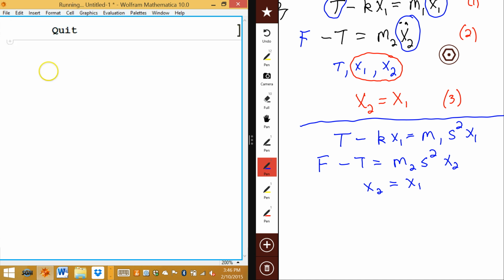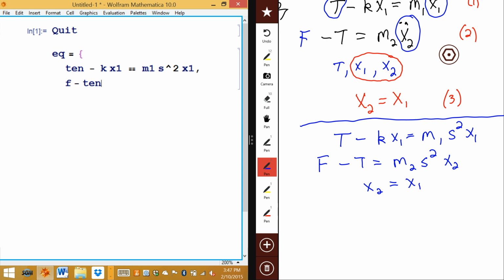So the first thing I like to do is quit, just in case I've been using Mathematica before. I'll define my equations. I have 3 of them. So tension minus k x1, 2 equal signs, mass 1 s squared x1. That's the first equation. The second equation, F minus tension, 2 equal signs, mass 2 s squared x2. Third equation, x2, 2 equal signs, x1. That's the last equation. Execute.